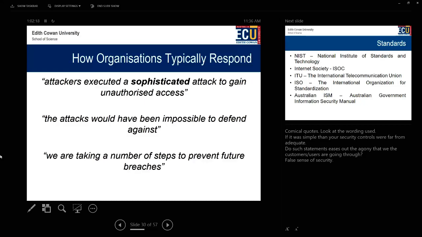The attacks would have been impossible to defend against. Yes, we know. That's why you have been compromised. But what you are telling me, apart from asking me to change my password, is that we are taking a number of steps to prevent future breaches. Do all these statements give us a sense of security? No, they do not.